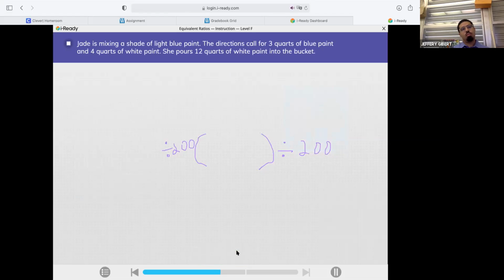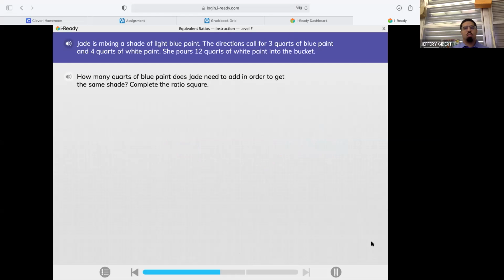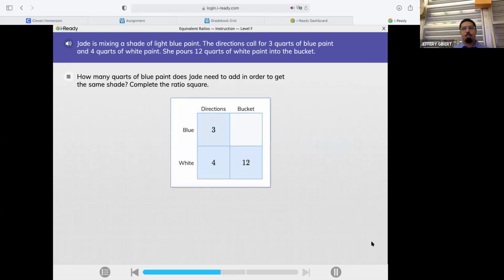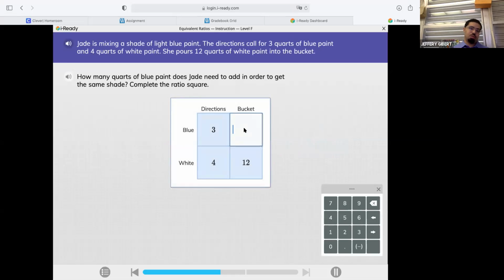Jade is mixing a shade of light blue paint. The directions call for 3 quarts of blue paint and 4 quarts of white paint. She pours 12 quarts of white paint into the bucket. How many quarts of blue paint does Jade need to add in order to get the same shade? Complete the ratio square. What would the answer be for this white box?